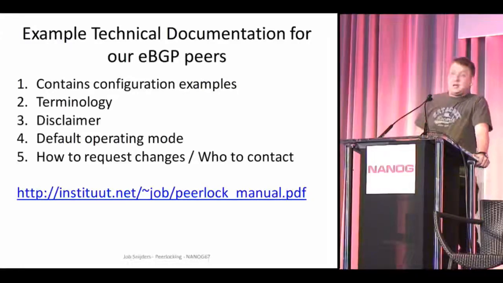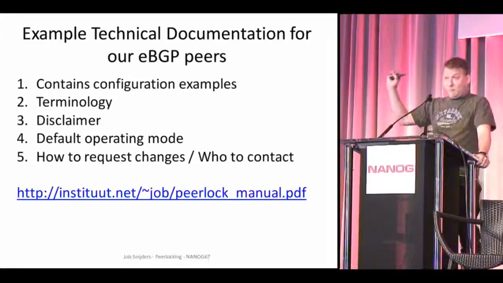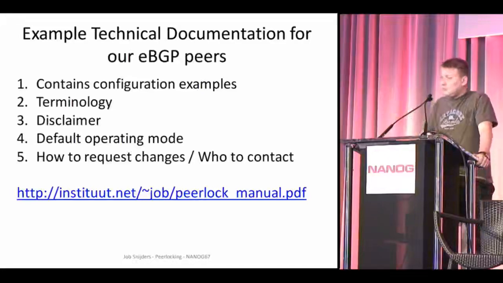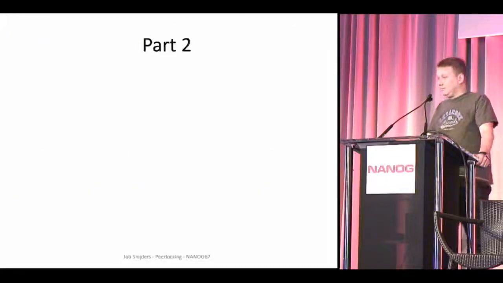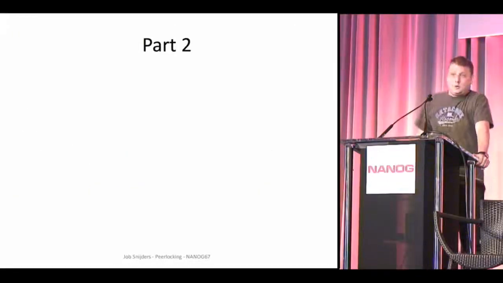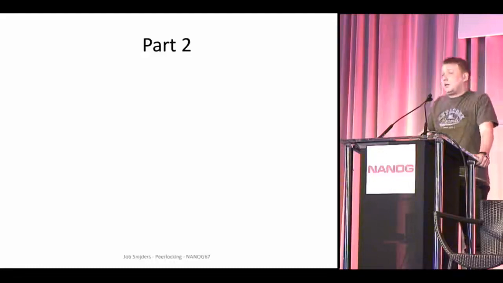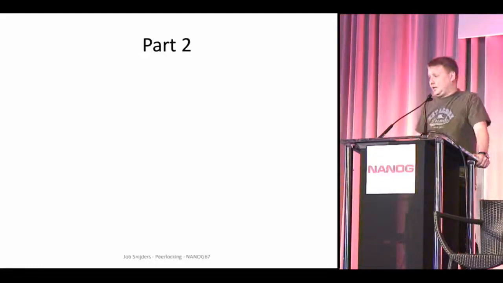There's a bit of a disclaimer. We highlight what element in this system has what name and what does it mean, and of course how to request changes to the rule set. This concludes the peer locking part. We'll now dive into the second part of this presentation, and that is about bogon ASNs.